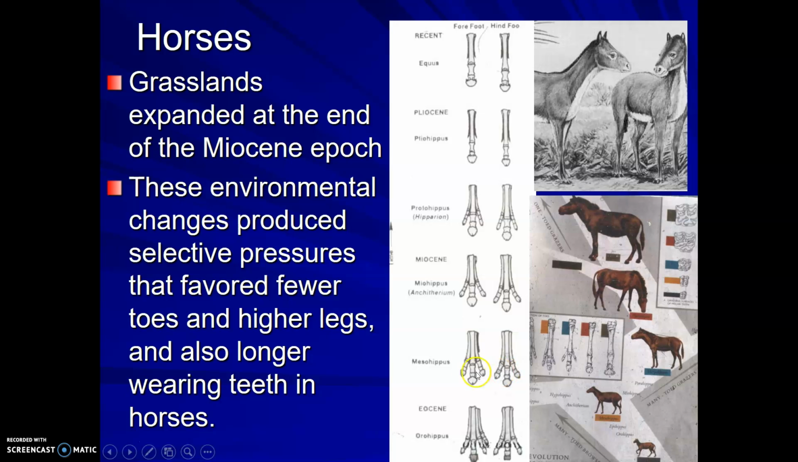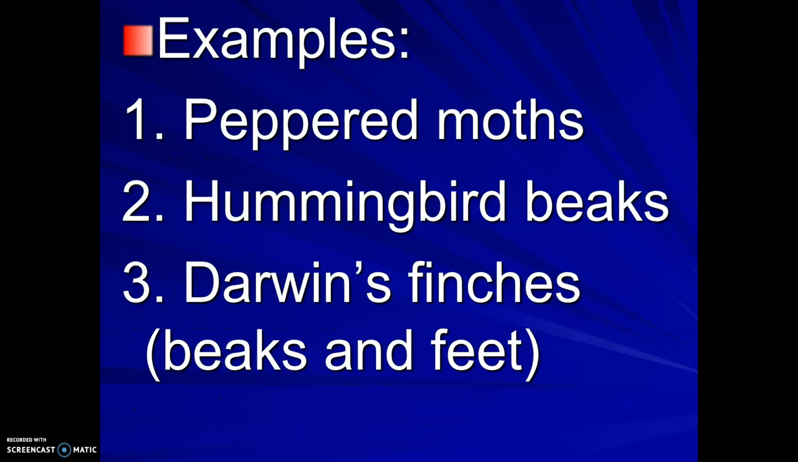So you can see over time, fewer toes until the modern day horse. Longer legs also increased, and also longer wearing teeth because their diet changed. So this is the modern day horse compared to what it used to look like. And again, how do they know that? Next week, we'll have one more set of notes that talks about evidence of evolution. Some examples as well are the pepper moth lab.